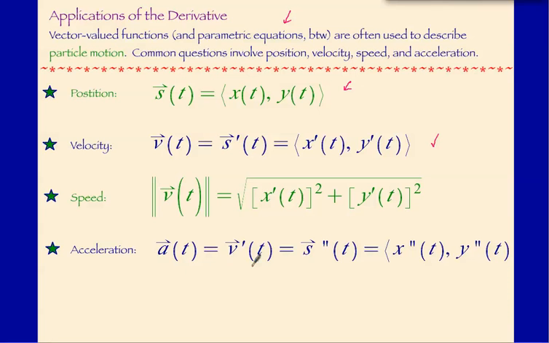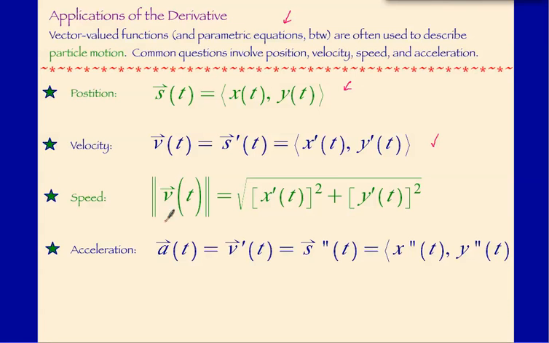Acceleration is the first derivative of velocity, the second derivative of position, which will be the second derivative of each of our component vectors here, which would be x double prime of t, y double prime of t.